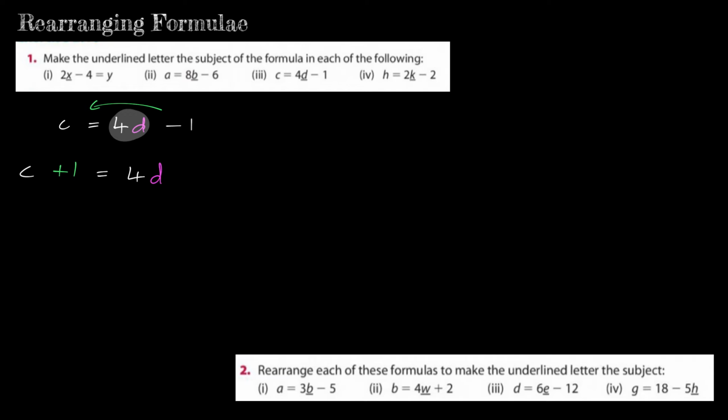So that's the second one there. You can see the 1 moved across the equal sign. So in order to get the D by itself now, I need to look at it. Here I can see that the hidden operation is times. So to get D by itself, I need to divide both sides by 4. So if I divide the right-hand side by 4, I need to do the same on the left-hand side and divide C plus 1 by 4. So that'll be my final answer.